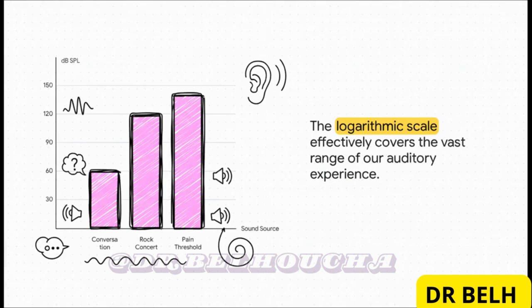And to put all this into a real-world context, just look at the scale in dB SPL. Normal conversation is hanging out around 60 dB. A rock concert can easily hit 120 dB. And the point where sound becomes physically painful is right around 140 dB. This just perfectly shows how that logarithmic scale takes our entire auditory world and makes it easy to grasp.